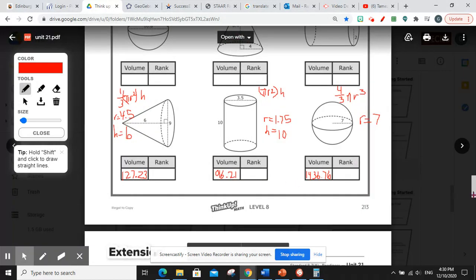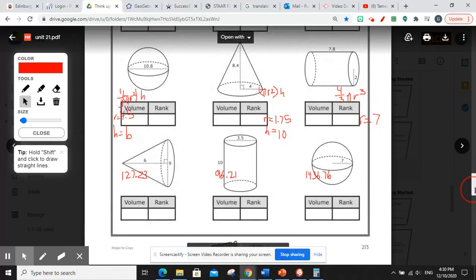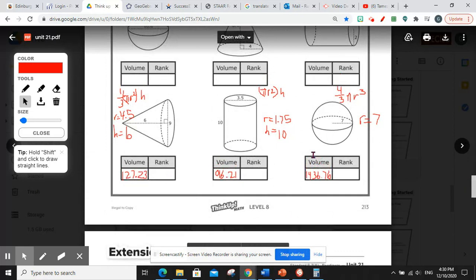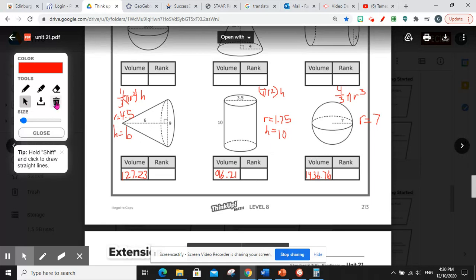Now that you have your volumes for all of these, okay, you should have them all now. Now you're going to go in there and rank them 1 through 9. The 1 is the highest volume. The biggest number is going to be number 1. The lowest number or smallest number is going to be number 9, and then you just go in order from there, from 1, 2, 3, all the way down to the smallest one, which is going to be 9. So you're going to rank those on your end. Okay. Good job. Keep up the good work. Let's finish off this year strong.